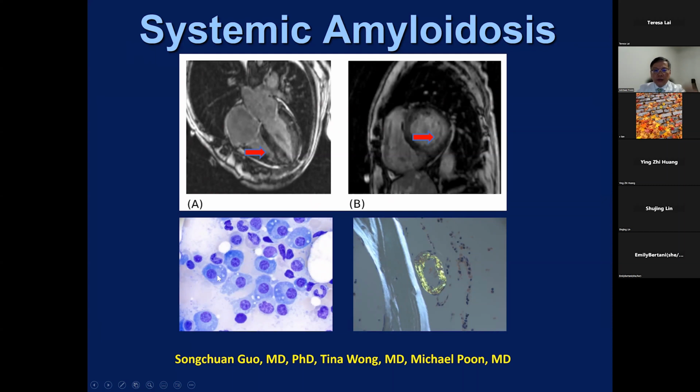And this case was sent to Dr. Guo of our hematology department, and then he did a biopsy. And there is indeed elevated plasma cells, and the negative birefringence, and the molecular scanning also turned positive for amyloidosis.